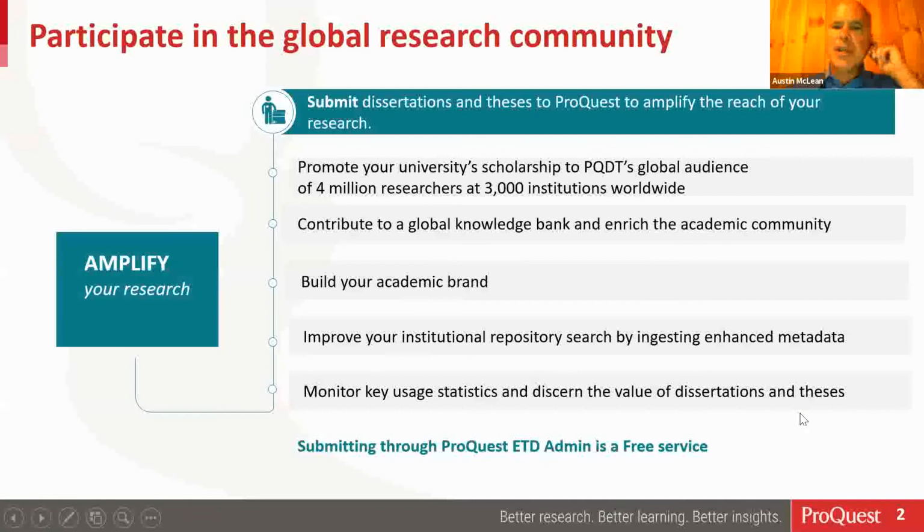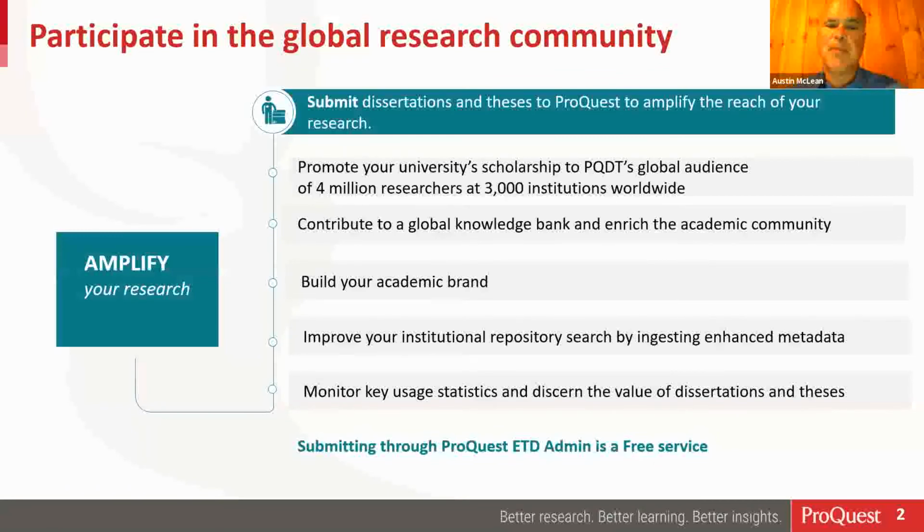So many of you are distributing your theses and dissertations, by those I mean PhD theses and master's theses, through your institutional repository. But we want to make sure that you know that ProQuest has a free service to further disseminate and distribute your PhD research to the global audience of ProQuest Dissertation and Thesis Global Database. PQDT Global has been around for over 70 years, and we have 4 million researchers at 3,000 universities that access PQDT Global. So it's a wonderful way to contribute to the global knowledge bank and enrich the academic community.